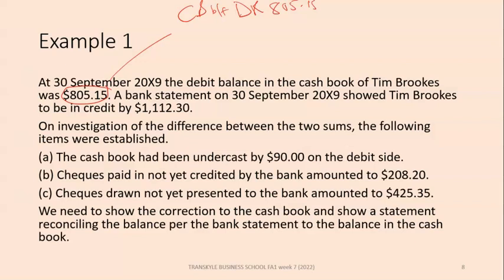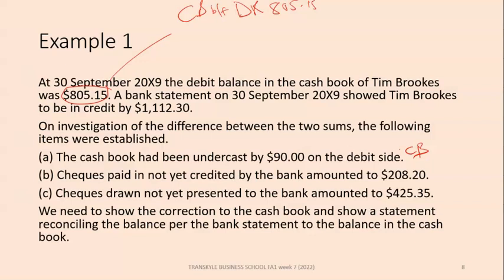From an investigation of the difference between the two sums, the following items were established. Okay, they were established. The cash book had been undercast on the debit side. This is a cash book error. This is a cash book matter. So in the exam, you just have to say, hey, this one is a cash book.